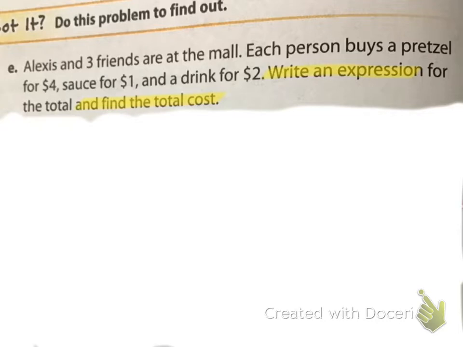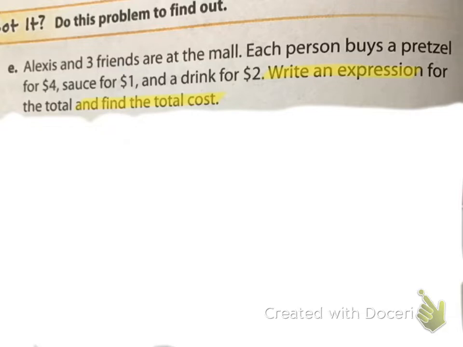Let's look at this together. We have to learn how to write expressions. This is the entire point of this lesson. So we have this: Alexis and 3 friends are at the mall. Each person buys a pretzel for $4, sauce for $1, and a drink for $2. Write an expression for the total and find the total cost.